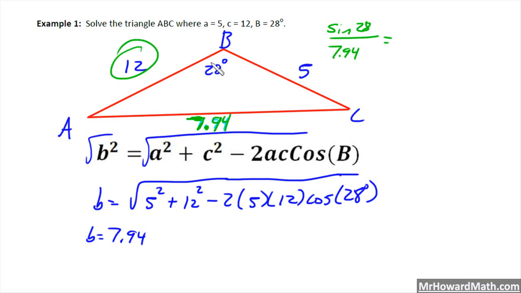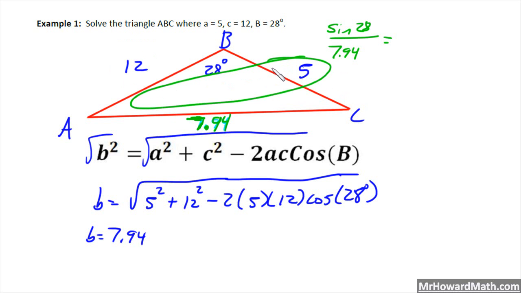So I have a side of 12 and I have a side of 5. So I want to use this side. I want to use the shortest one because the sine law will give me an acute angle, and I know that the acute angle it gives me must go with this smallest side.